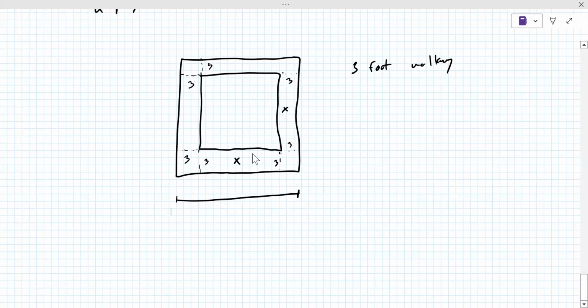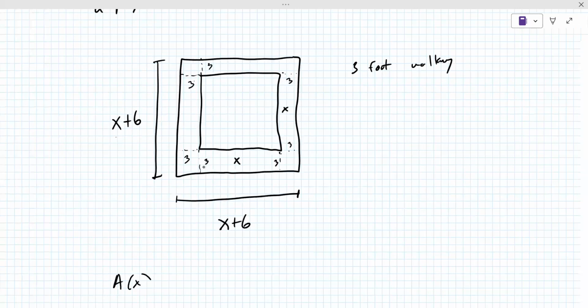Okay, well, let's just do it this way. We're making up a problem here. What's the dimension of the outside? The inside is X, but what do I need to add? What do you add to it to get the full width here? 6. X plus 6. And how about going the other way? X plus 6. Good. So to find the area, it's X plus 6 times X plus 6.